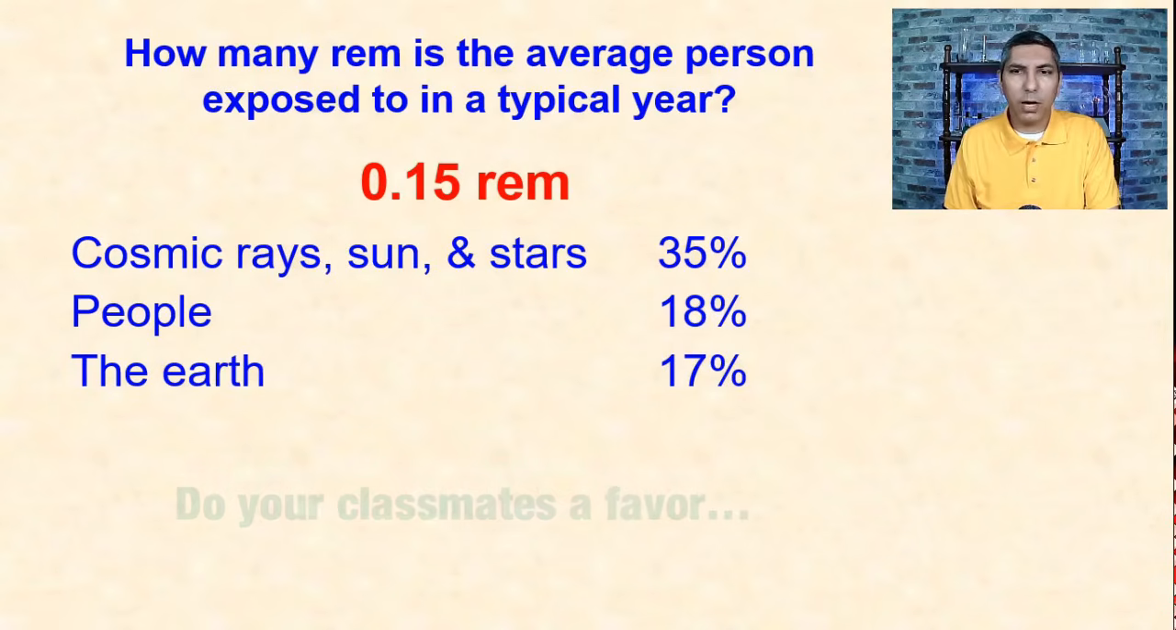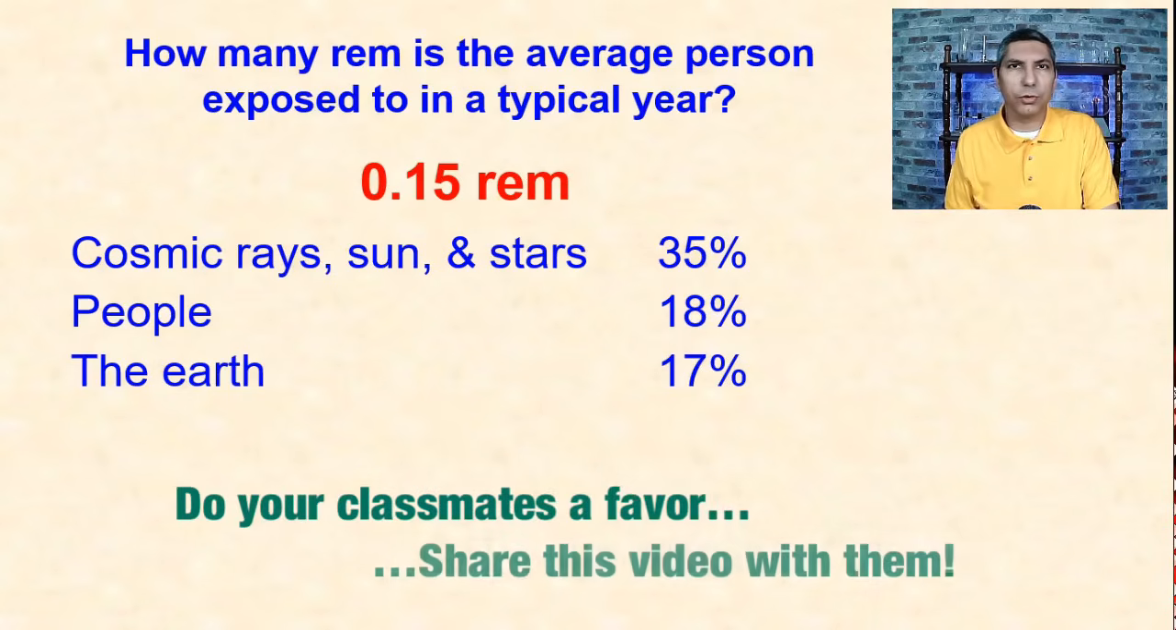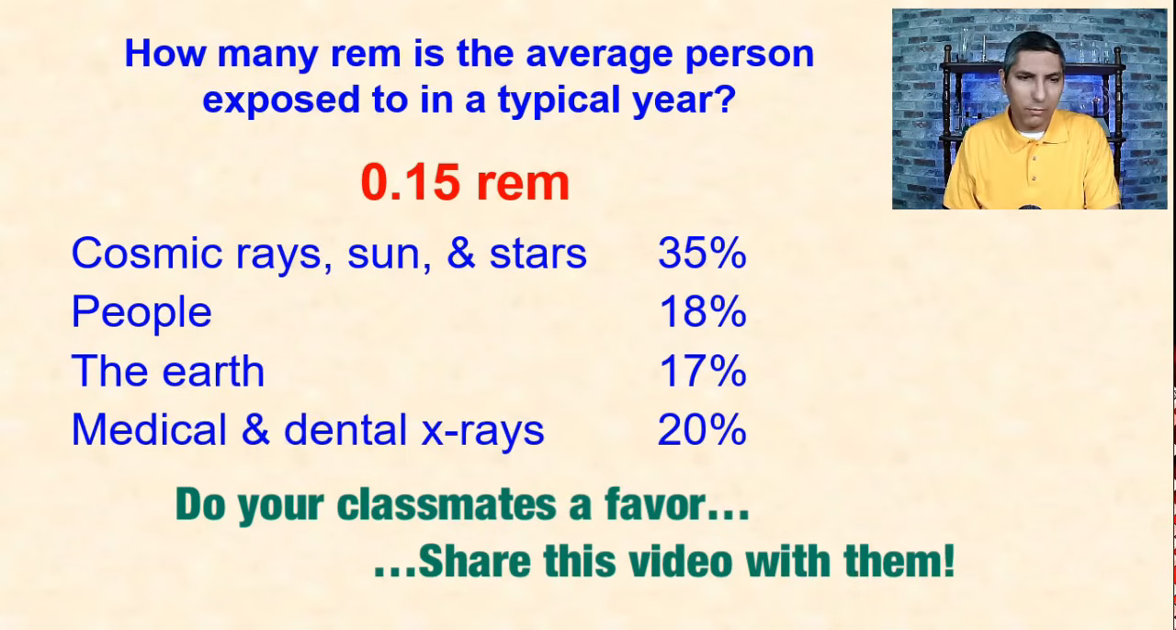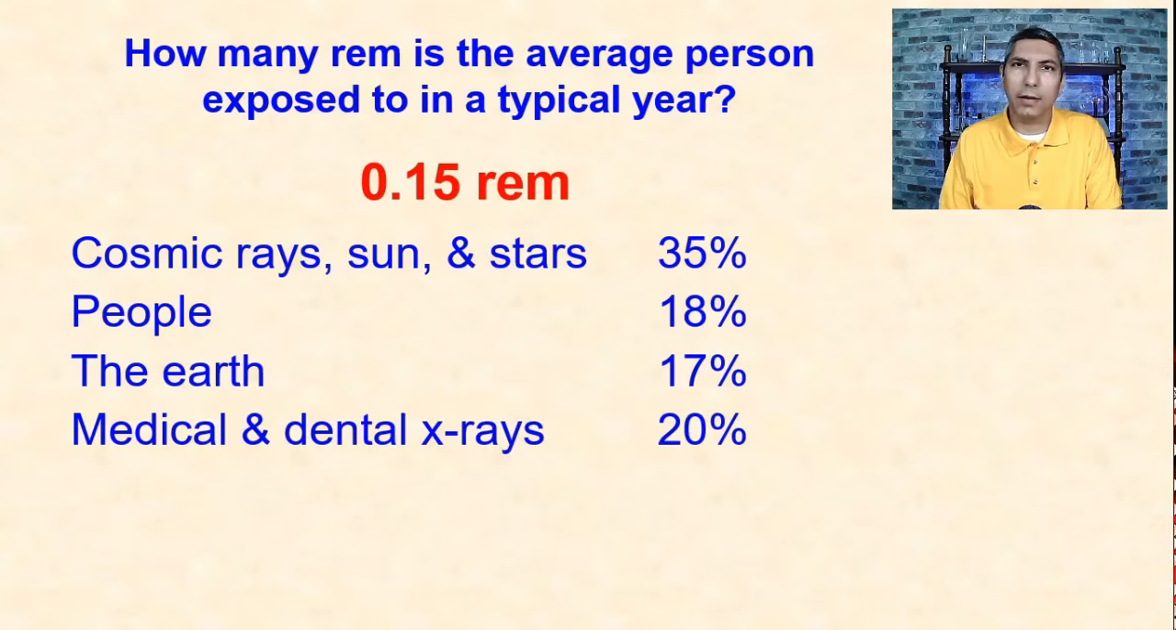Now, the next several sources are what we might call artificial sources, man-made sources of radiation. For example, medical and dental x-rays. Most people have about 20% of their annual radiation exposure come from medical and dental x-rays. And this may seem like a lot, and at some level it is, especially considering the fact that most people only get a couple of these a year. Now, some people might go an entire year without getting an x-ray. So that means that their value here would probably be lower than 20%. And some people are always in the doctor's office getting x-rays, so maybe their value would be higher.